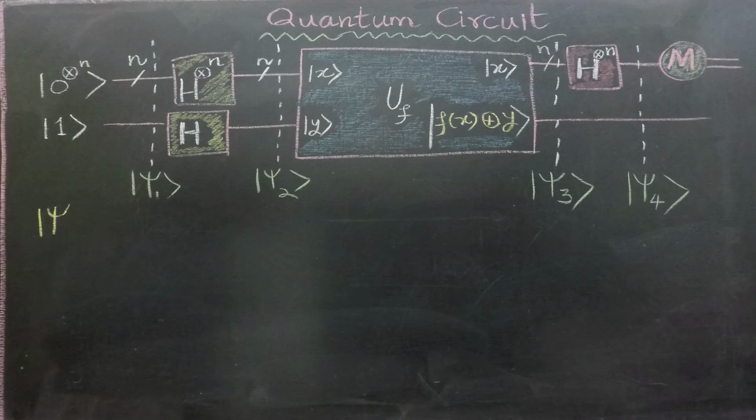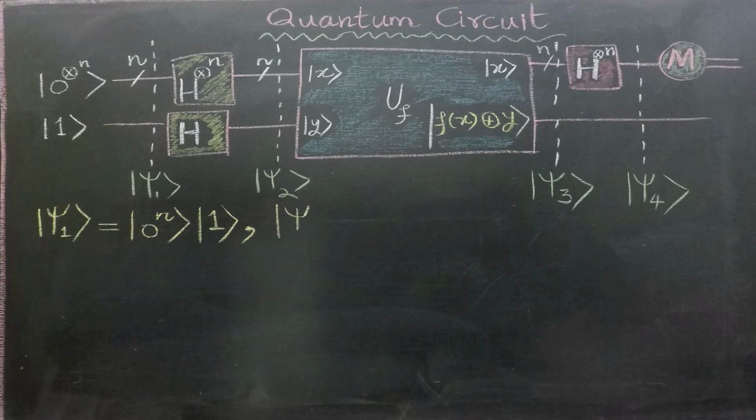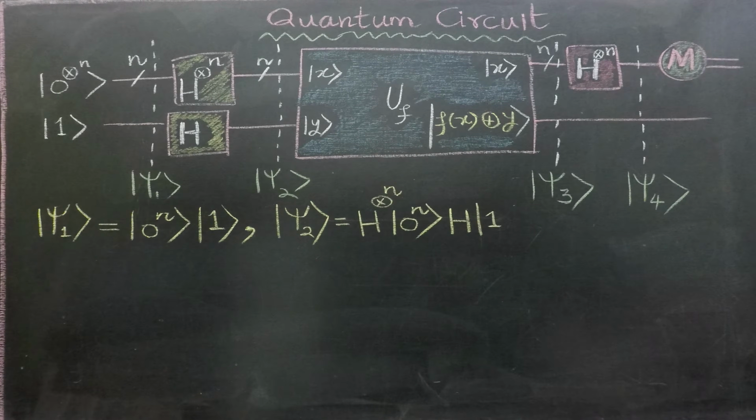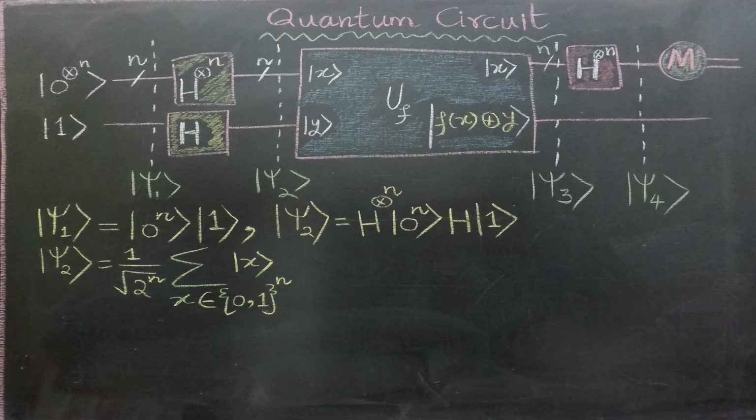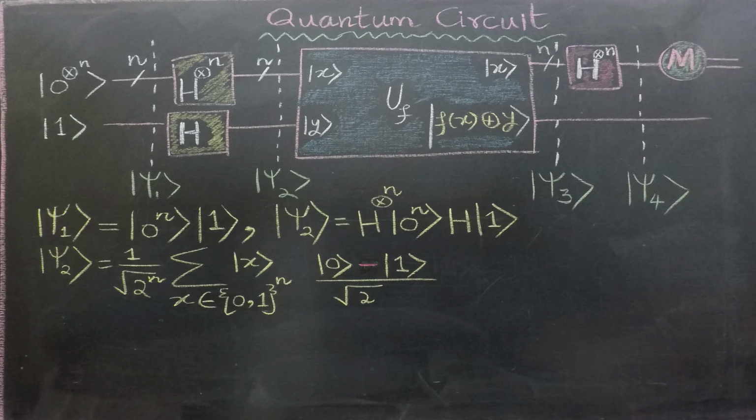Ket psi 1 is equal to ket 0 tensor product with ket 1. To calculate ket psi 2, we apply Hadamard gates to ket psi 1. Thus, ket psi 2 will be equal to 1 over square root of 2 raised to the power n times the summation of all the n qubit combinations. Applying a Hadamard gate to the second register will give us ket 0 minus ket 1 divided by the square root of 2. Note that this is referred to as ket minus.